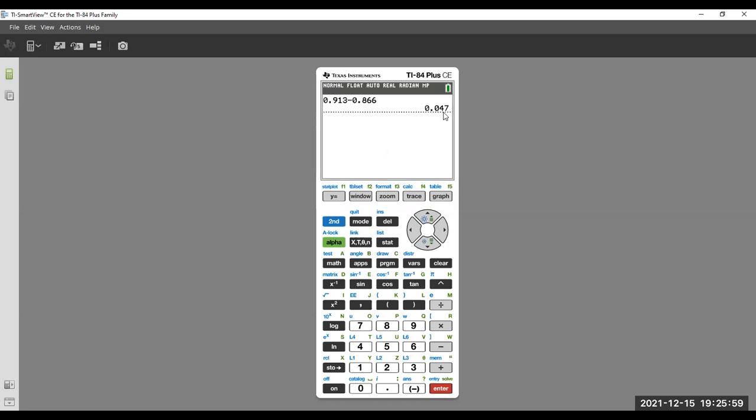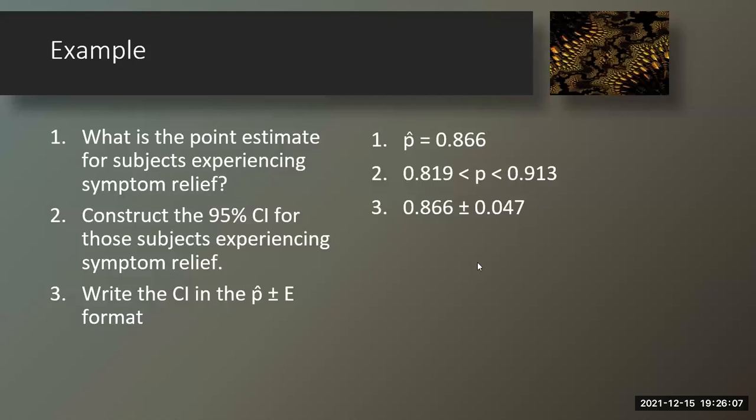In any case, there's my plus or minus value, and I put that together with the point estimate to get the 0.866 plus or minus the 0.047. And this is a very common way to present this type of data.